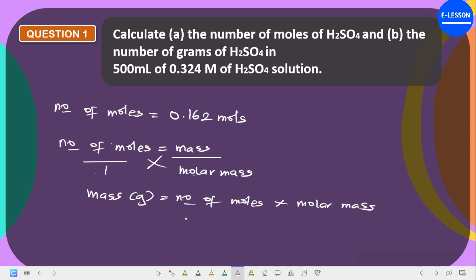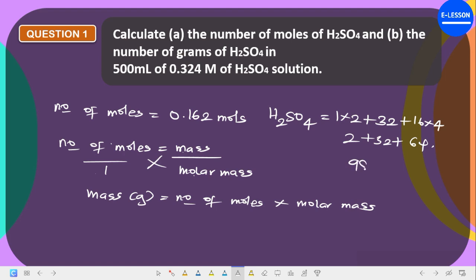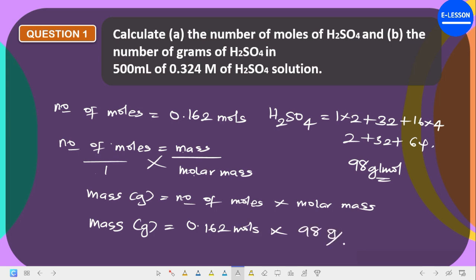The molar mass is the sum of the atomic masses of all constituent atoms. So in H2SO4, we are going to sum all of them together and see what it gives us. Hydrogen is 1 times 2, plus sulfur, I think is around 32, plus oxygen is 16, so 16 times 4, and this gives us 2 plus 32 plus 16 times 4, which is 64. So when you add everything together, 2 plus 32 plus 64 gives us 98 gram per mole. So the molar mass of H2SO4 is 98 gram per mole. So our mass now in gram will be equal to number of moles, 0.162 moles, times the molar mass, 98 gram per mole.